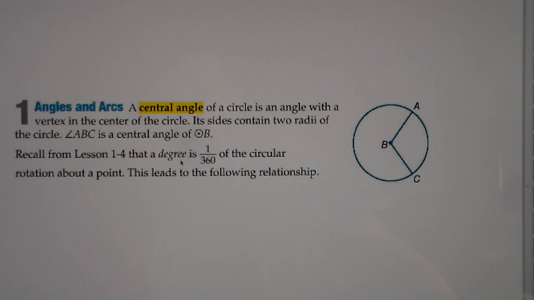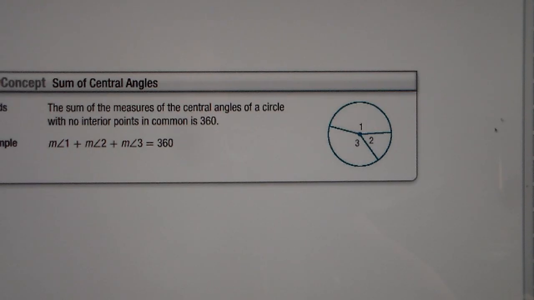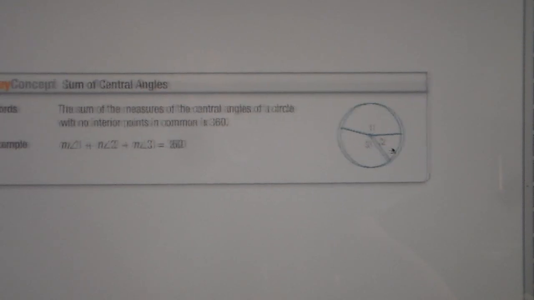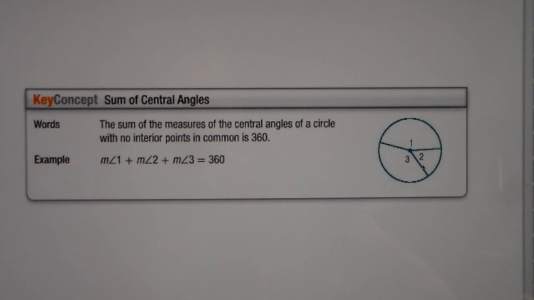Now every 1 degree is 1 over 360th of a circle. This leads to the following relationship. So let's give you some more information here. The sum of central angles. The sum of measures of central angles of a circle with no interior points in common is 360 degrees.